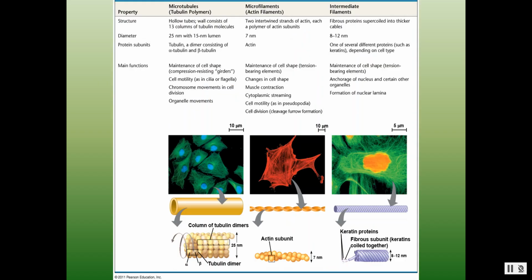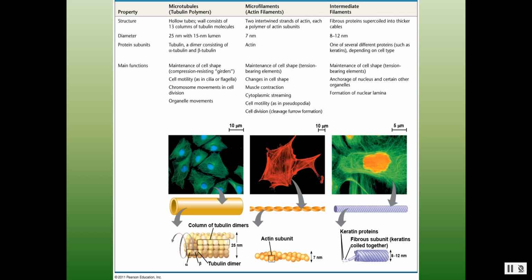All right, so this is a picture of all 3 types of cytoskeletal fibers. There are 3 different types, and there are 3 different roles. We have the microtubules, the microfilaments, and the intermediate filaments. They're all about structure, right? The microtubules are about maintenance of cell shape and some movement, moving the chromosomes, moving the organelles.